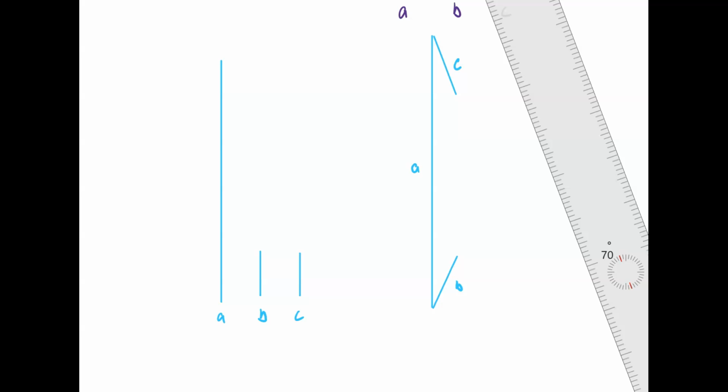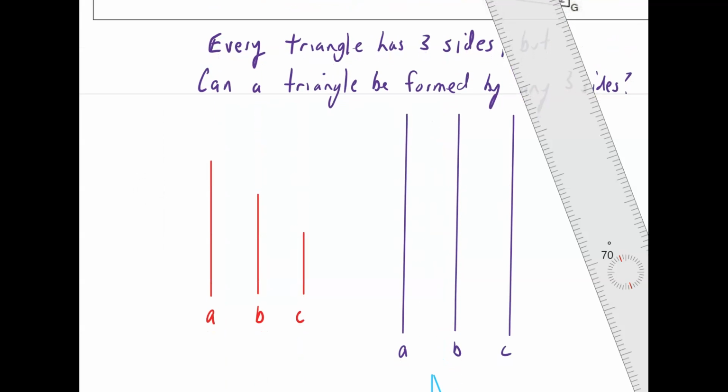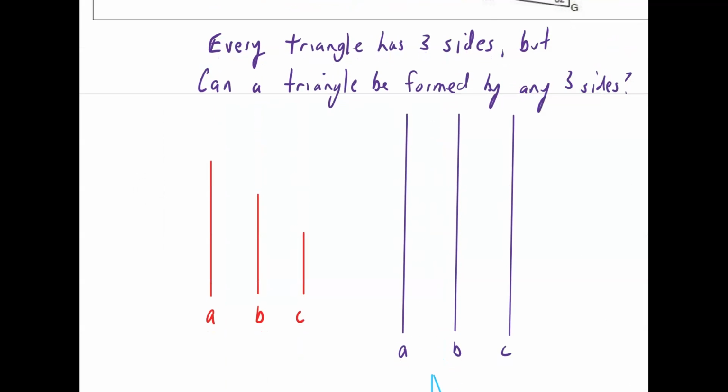So the answer to the question up here is no. You can't form a triangle based on any three sides. There are certain rules that control this, and that's what this lesson is about.